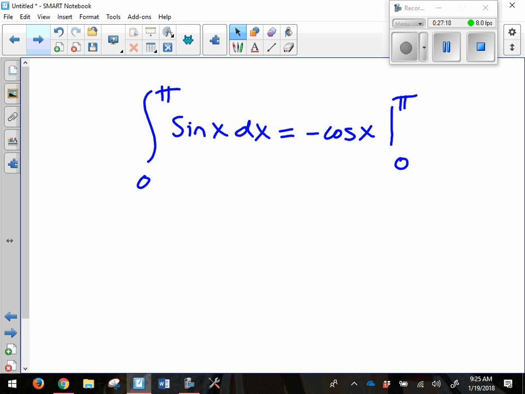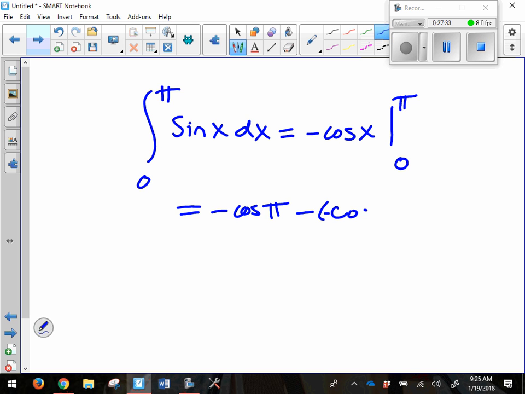But anyway, so let's evaluate this. Do not use your calculators. So that's going to give me, and at the beginning, you probably want to write this out too. Okay, negative cosine minus negative cosine of 0.